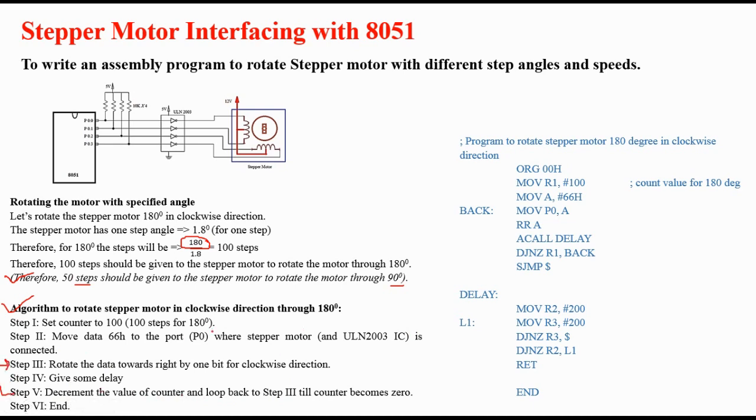Decrement the value of counter. It was 100, now it will become 99. So we will have to execute this loop for 100 times, means till the counter value goes to 00, from 100 to 00. When it reaches 00, the loop should get terminated, and that will be the end of the program. Fine. So in this way we are rotating the shaft of the motor through 180 degrees.